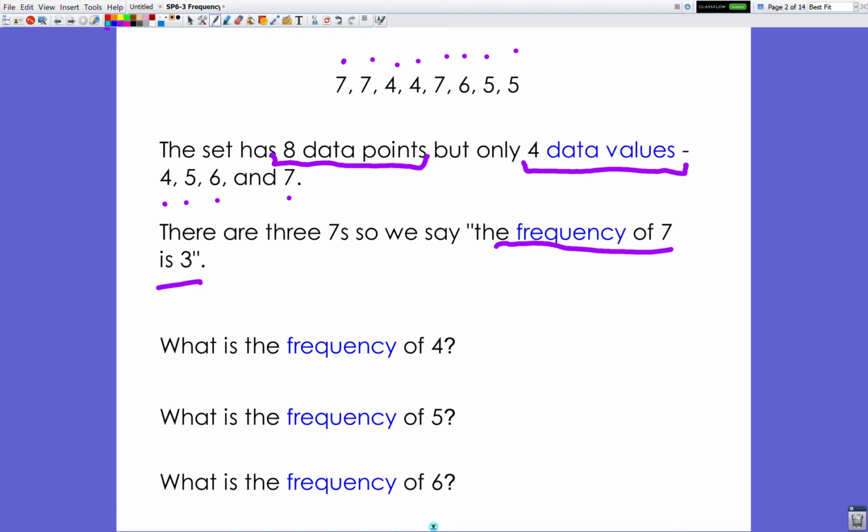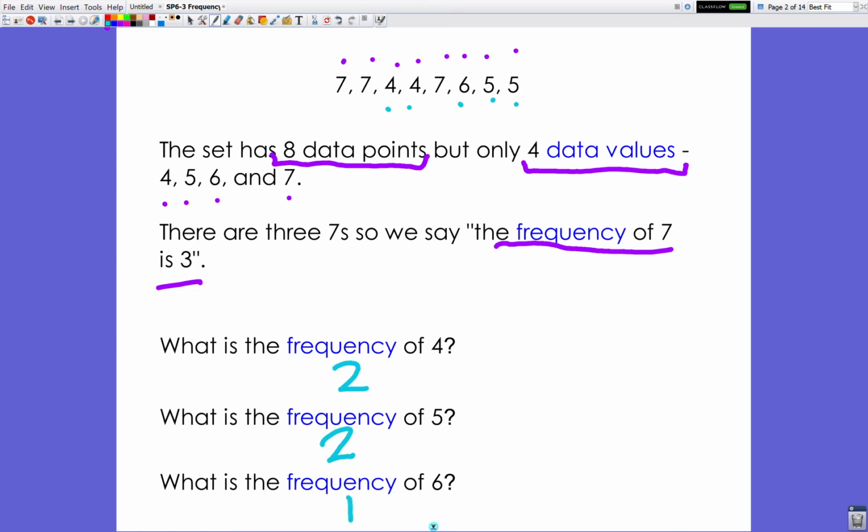What about the frequency of 4? Well, there are 2 4s, so the frequency is 2. The frequency of 5 is also 2 because there are two data points that are 5. 6's frequency is 1 because there's only one 6.